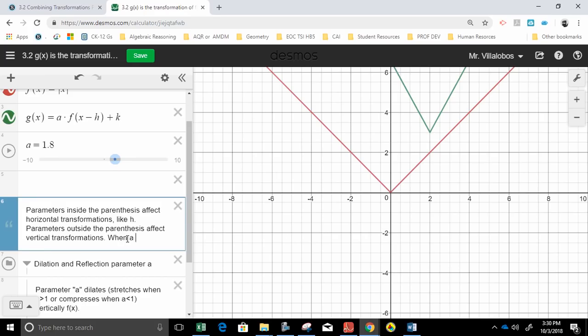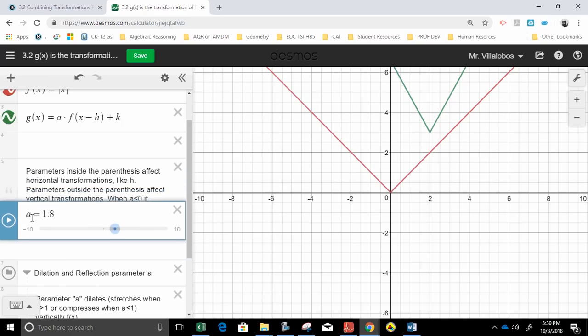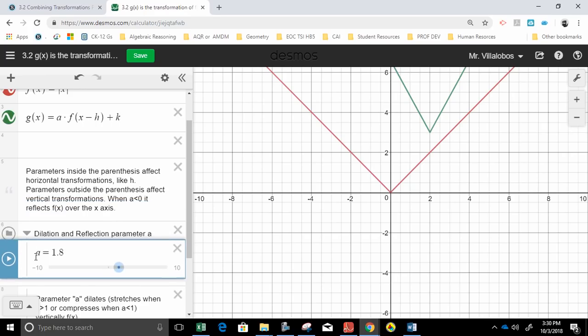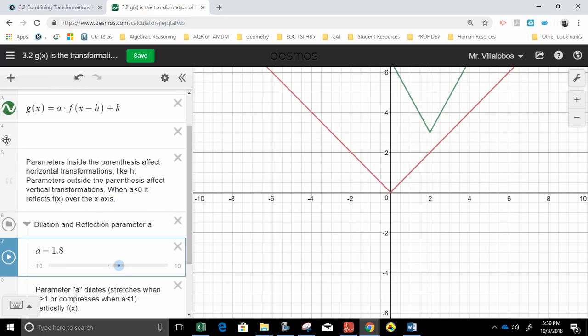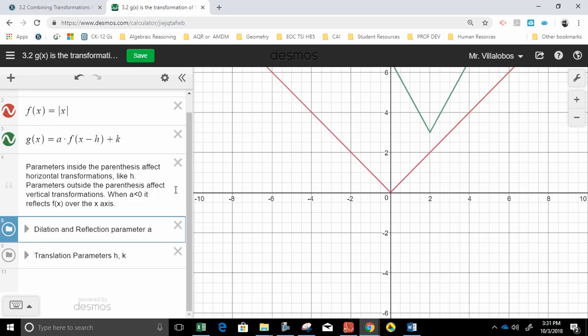When a is less than 0, it reflects f of x over the x-axis. Okay? So look at that. That's what it does. It goes in this folder here. And where did I put the explanation? There it is. So if I close this folder, there you go. So that's the end of our folders. I'm going to add one more note. Let's take a look.